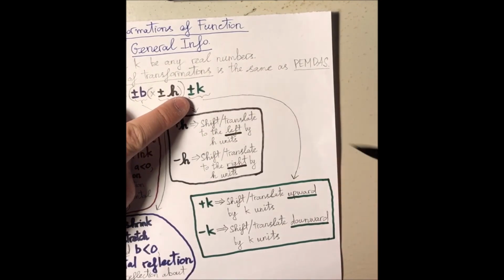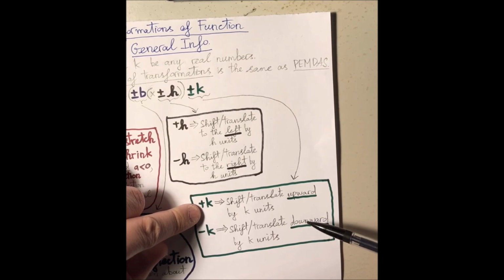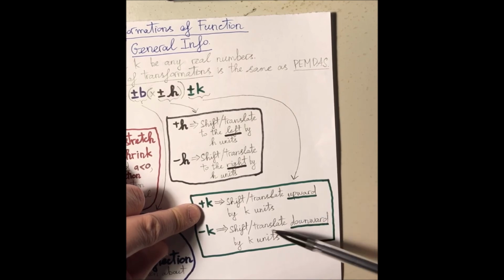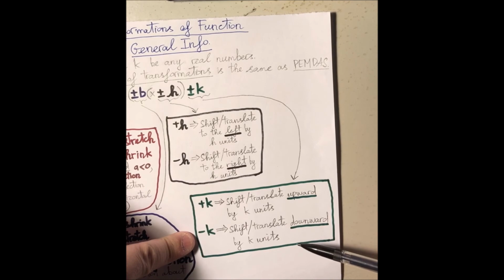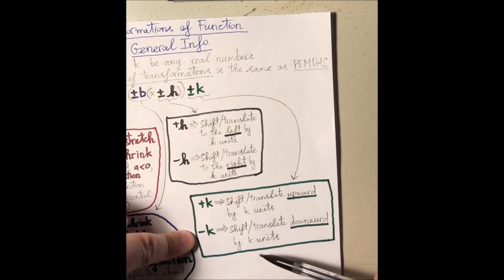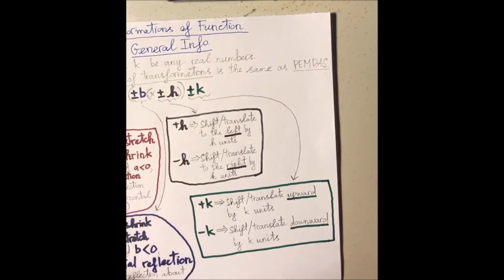Lastly, the component plus or minus k, and this component is more straightforward than the plus or minus h, because the plus side and the minus side, in my understanding, just represent the respective direction where your function is translated. So if you have the plus k, then that means your function is going to be shifted or translated upward by k amount of units. If you have minus k, of course, oppositely, your function will be shifted or translated downward by that same amount of k units.